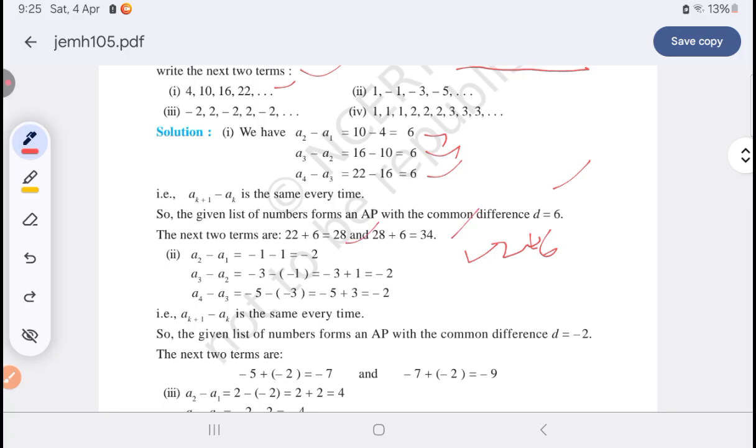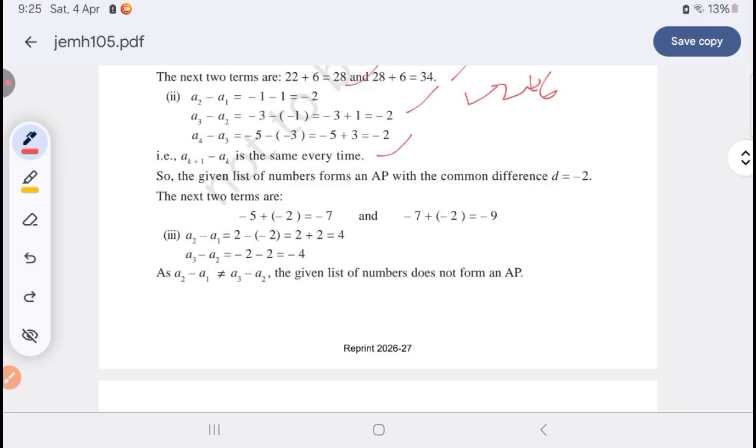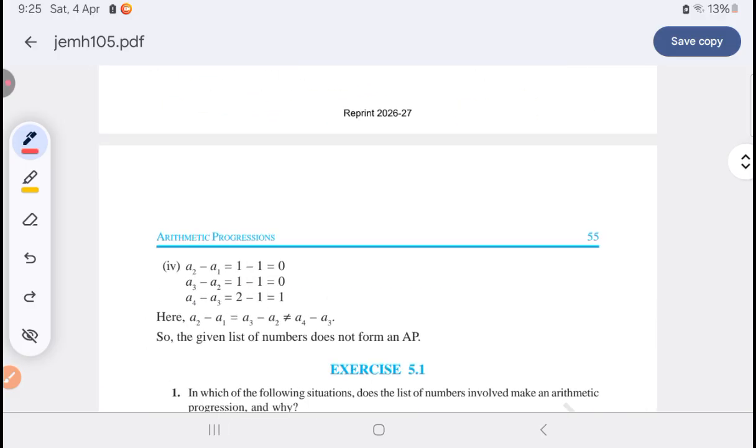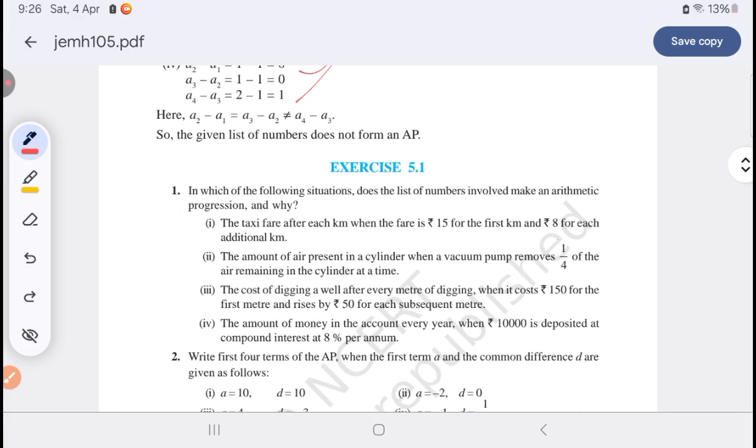Here in another example, the difference is minus 1, and you know the first term, so you can write the next two terms also. In the third question, a2 minus a1 is equal to 4 and a3 minus a2 is equal to minus 4. Here a2 minus a1 is not equal to a3 minus a2, so these numbers do not form an AP. Here also the differences are not equal, so it will not form an AP. The exercise we will discuss later.